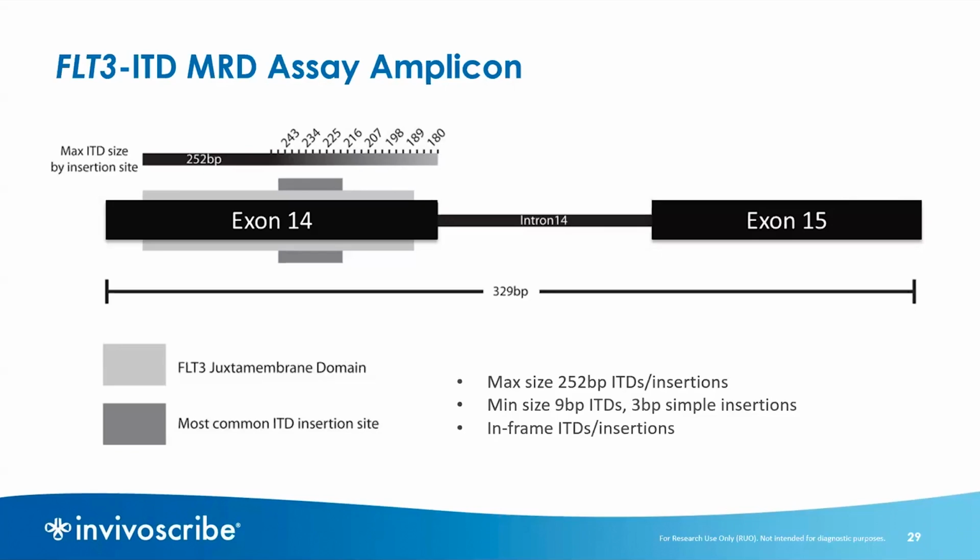The maximum theoretical detection size limit for ITDs is based on the insertion position within exon 14 of FLT3. So if you have an insertion position closer to the 5' end of exon 14, it can detect all the way up until 252 base pairs. If it's inserted closer to the 3' end of exon 14, then it drops down to 180 base pairs. Also, the software reports the minimum size for ITDs is 9 base pairs, and for simple insertions, it's 3 base pairs. And then lastly, the software will only output results for in-frame insertions and ITDs.